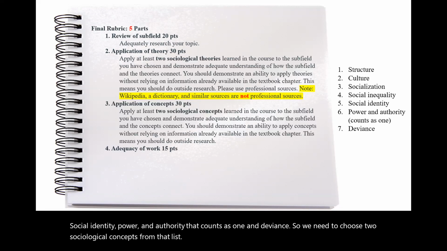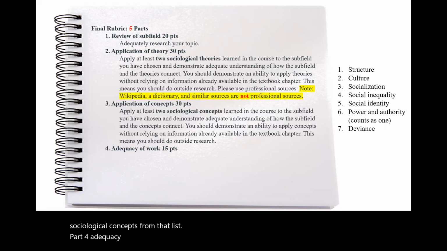Part 4, adequacy of work. That's worth 15 points. Your work should be thorough, detailed, and accurate. Part 5, transparency. That's worth 5 points.